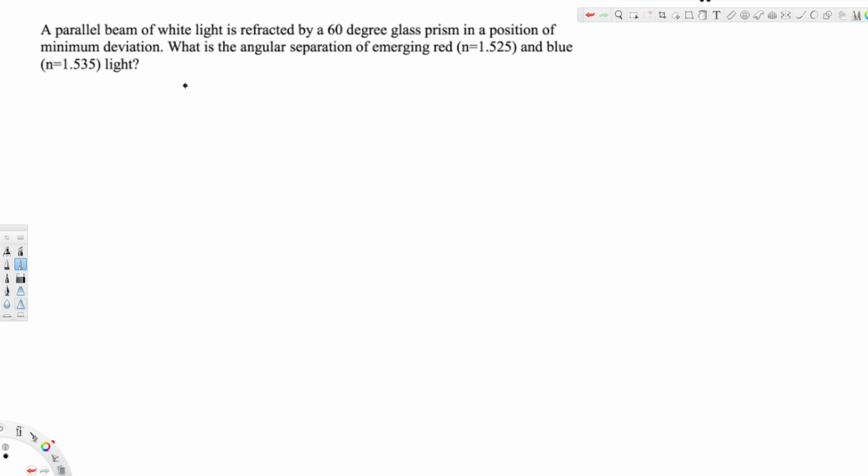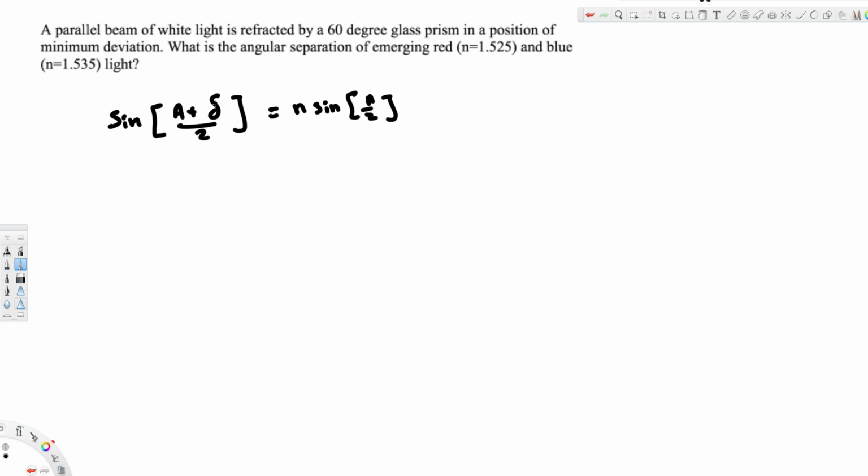Now we have to know the equation that relates the angle of deviation, the apex angle, and the index of refraction. The equation is: sine of (A plus alpha) over 2 is equal to n sine A divided by 2. Here A is the apex angle, alpha is the angle of deviation, and n is the index of refraction. Right, now we are trying to find the angle of separation. So if we find the angle of deviation, that's going to be the angle of separation.